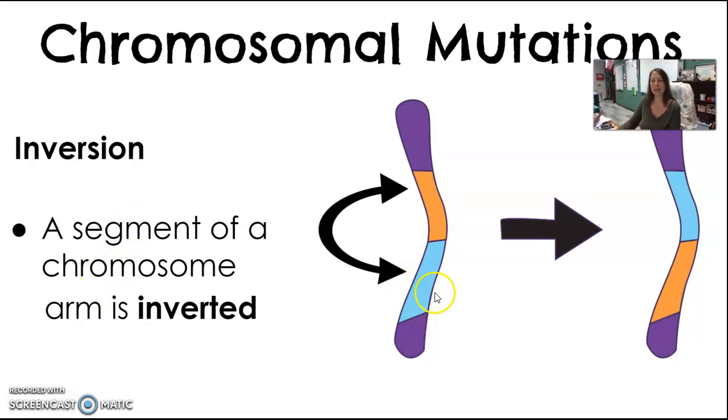So we've got, for example, this section represented by the yellow, this section represented by the blue, and they just switch places. So the blue's now on top and the yellow's on the bottom. So that's inversion. They're inverting their position.